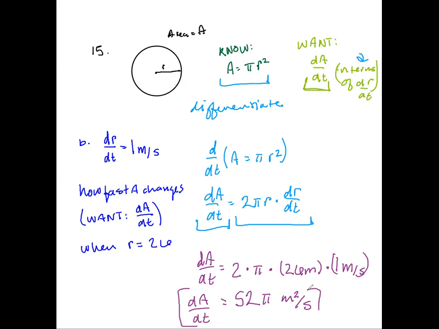And the last part of this problem would just be to check to make sure that this answer makes sense. So if I'm looking at how area is changing with respect to time, I'm looking at meters squared per second. And so the units do make sense because area is measured in meters squared, time is measured in seconds, and so every second that passes, I'm getting 52 pi meters squared additionally.